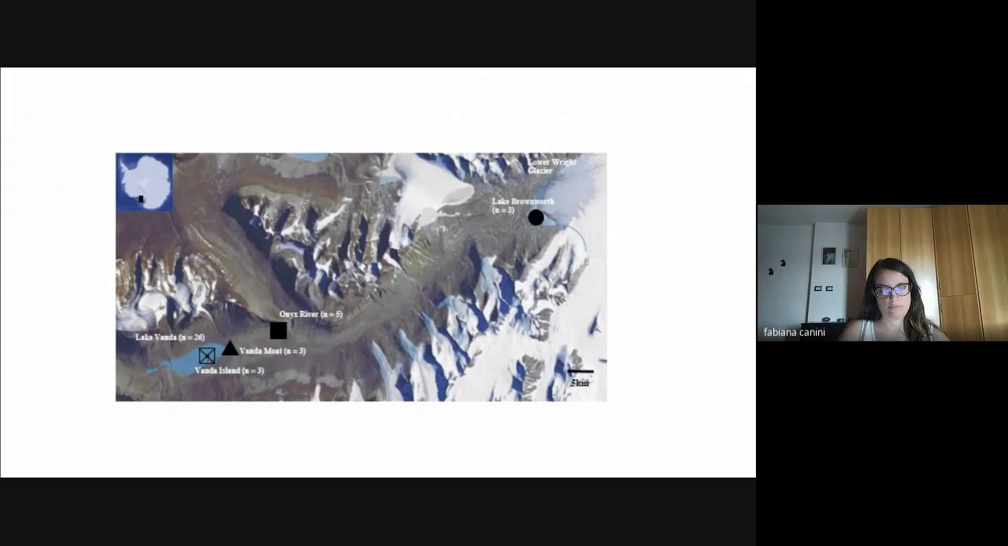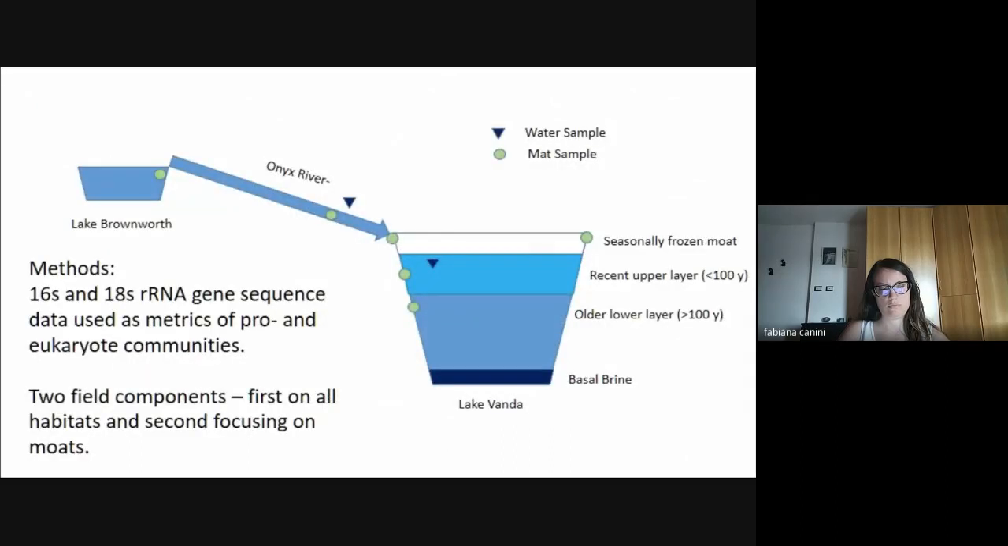Our study area is a hydrologically connected system of lakes and rivers. So we flow from the water source, which is the melting of the Lower Wright Glacier. It first flows into Lake Brownworth, and then the Onyx River carries the water from Lake Brownworth down to Lake Vanda in the bottom of the valley. We sampled from various parts in this continuum.